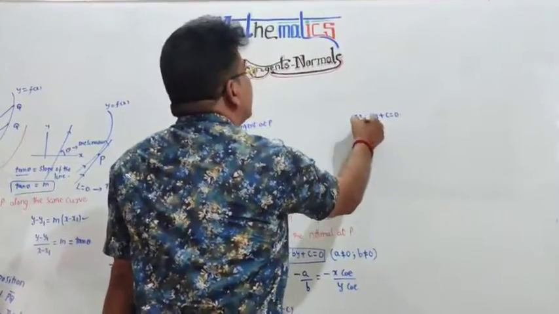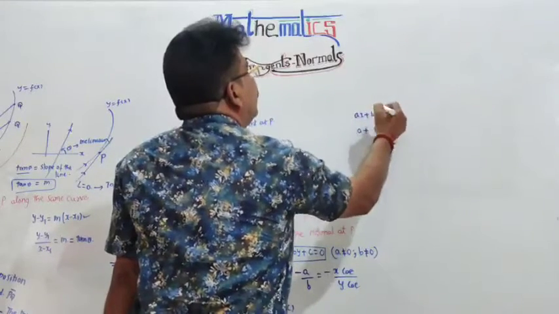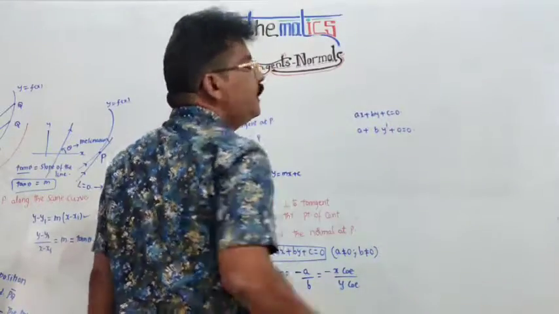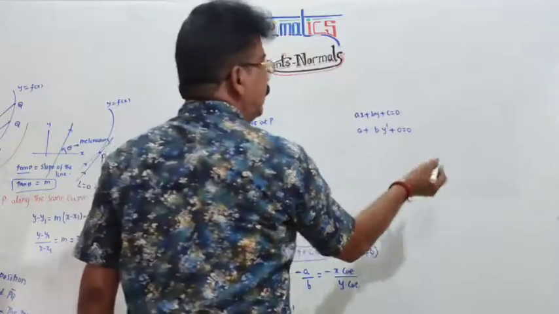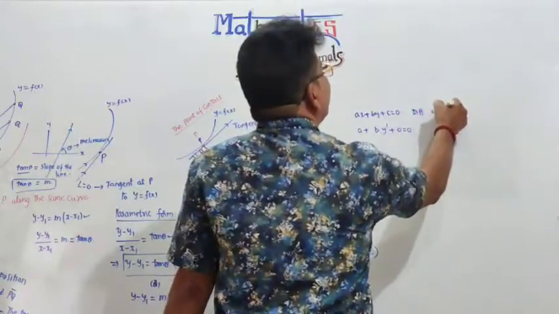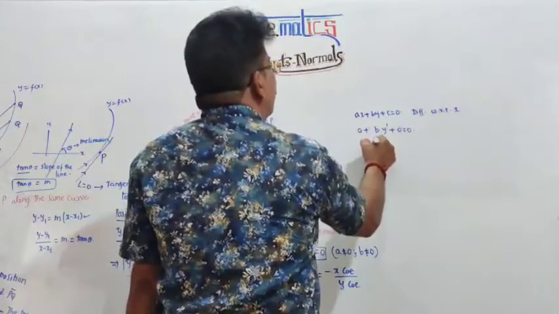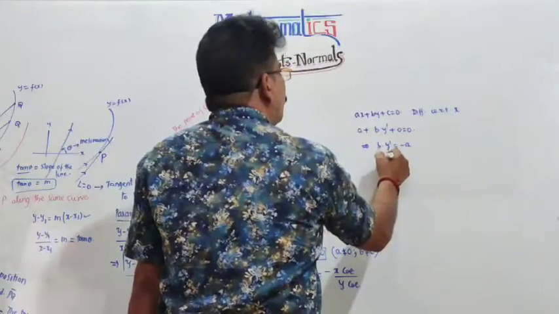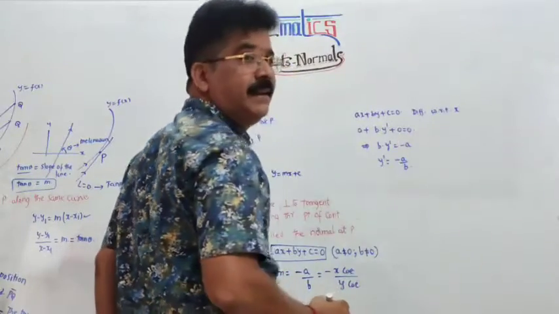Differentiate with respect to x. Then a plus b into differentiation of y means y dash plus 0, that is equal to 0. This is called differentiation with respect to x. If possible, I will write differentiate with respect to x on both sides. Then we are getting like that. So that implies b into y dash equal to minus a. So y dash equal to minus a by b.